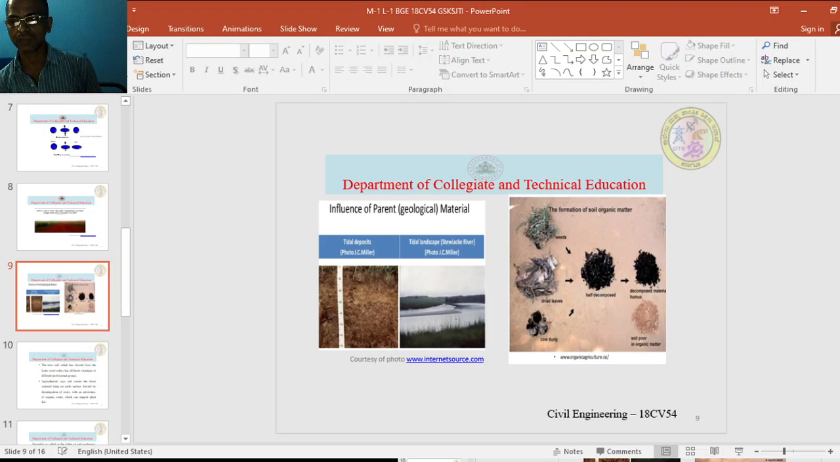During the weathering process, some organic matter gets infused into the soil, and such soil is called organic soil. Now I am showing a sketch here of how the organic matter mixes with the soil. Here some cow dung is there. The cow dung, leaves and some dry bushes mix together. It gets decomposed and forms a half-decomposed mass.